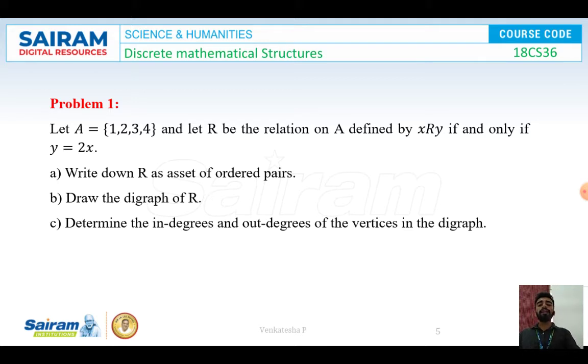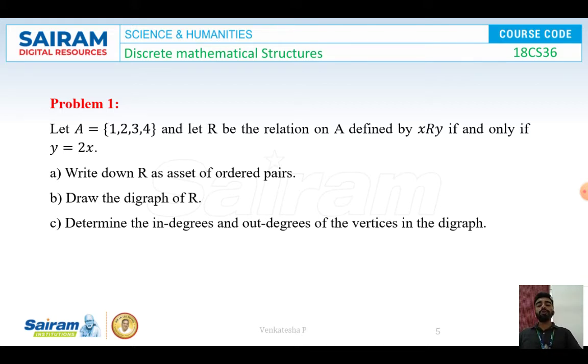First I am going to find the relation R in terms of ordered pairs. Since the set A contains 1, 2, 3, 4, now I am going to frame the ordered pairs. R must be contained in A cross A, right? Given that y is equal to 2x, if I replace x is equal to 1, I get y is equal to 2, so the first ordered pair is (1, 2). If x is equal to 2, I get y is equal to 4, so (2, 4).